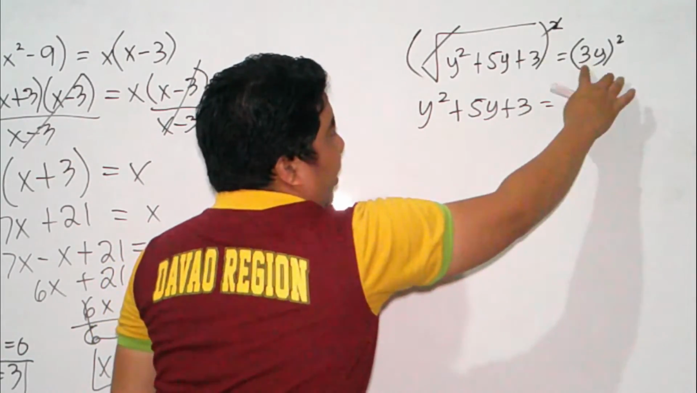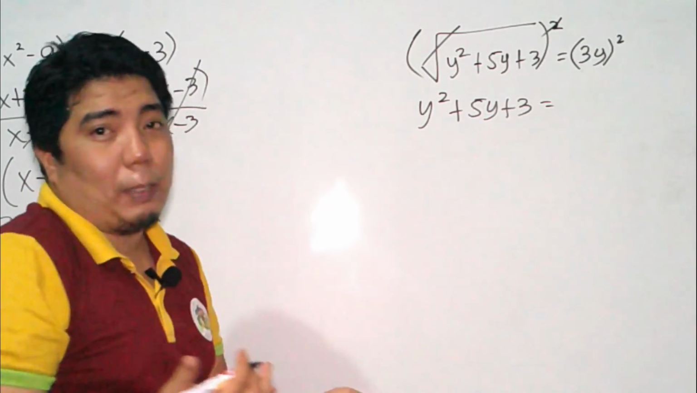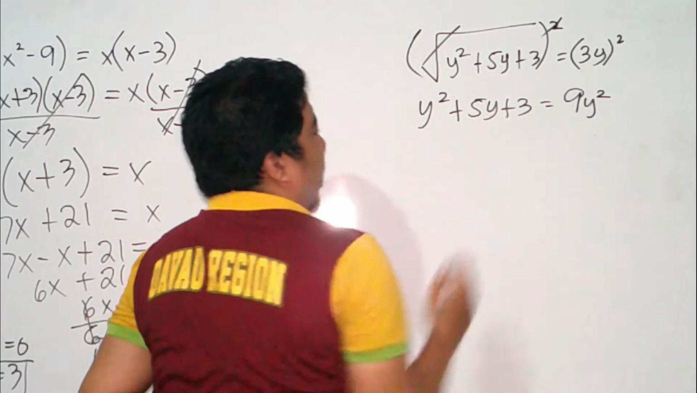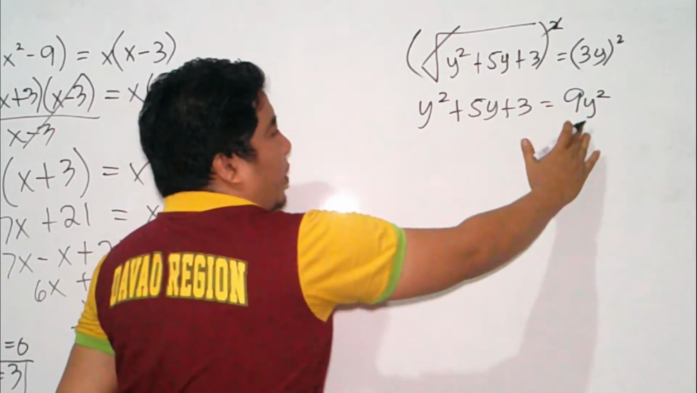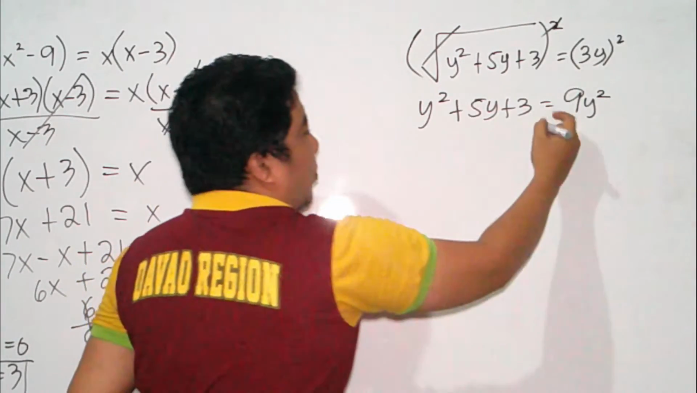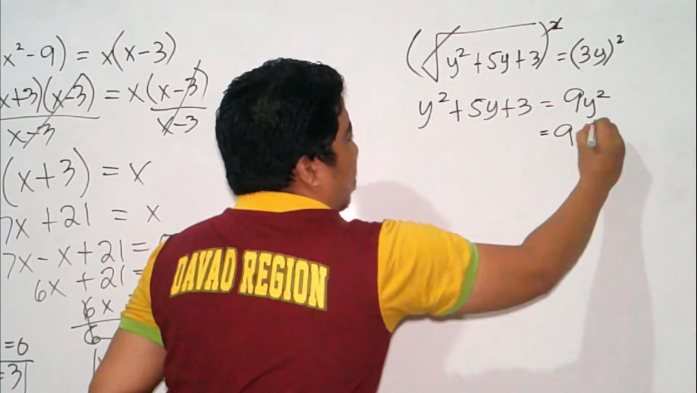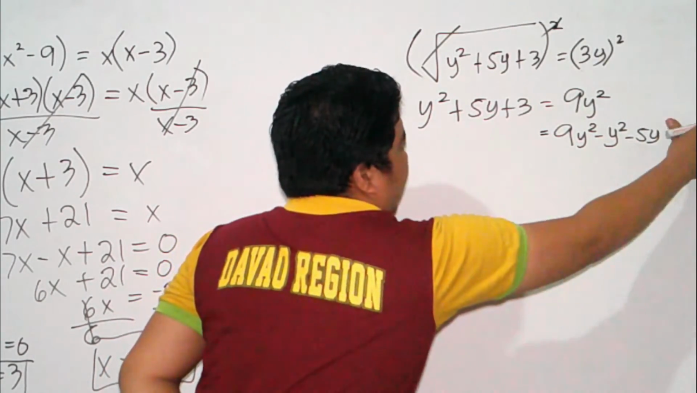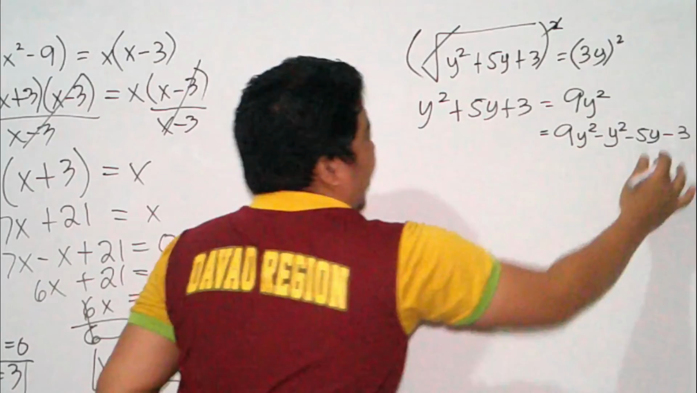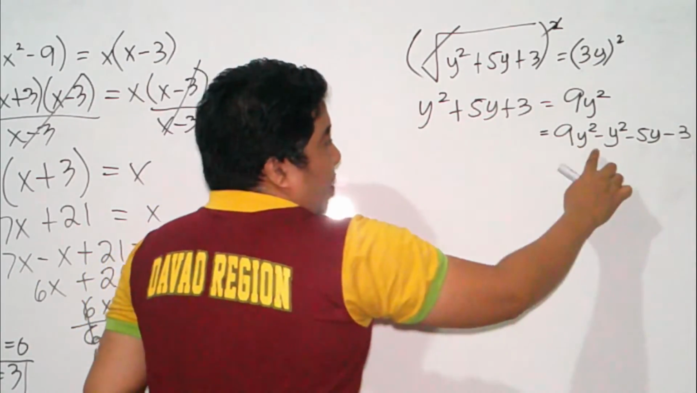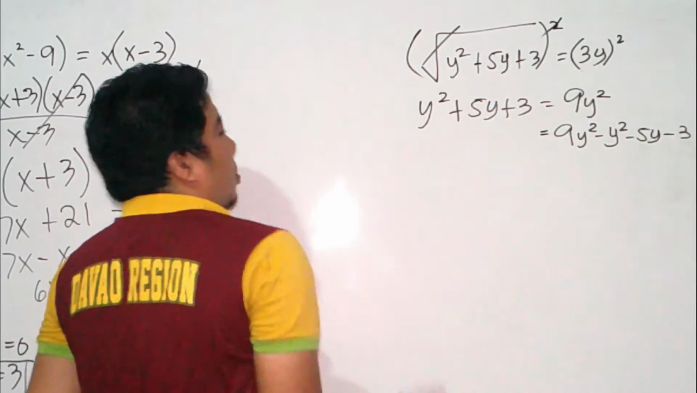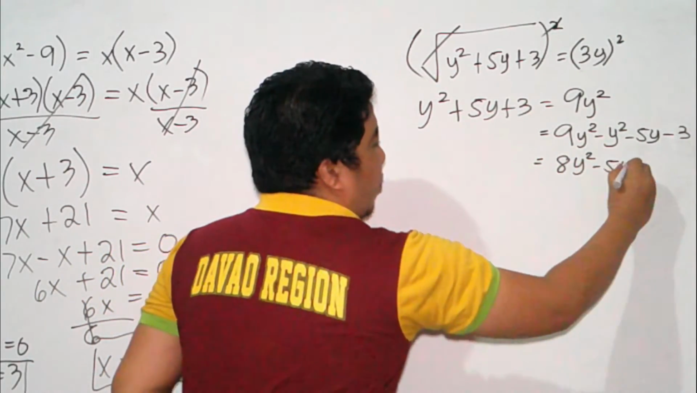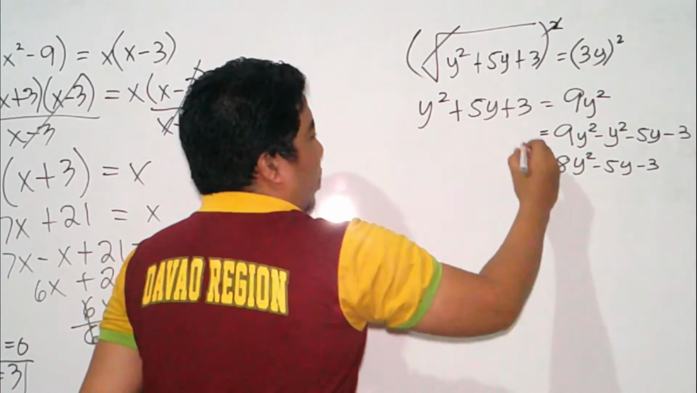Now, here in this part, 3y to the power of 2, that is multiplied by itself. So, 3y times 3y will give you 9y squared. Okay. And then, since the quadratic form here is bigger, we transpose everything to the other side. So, we have 9y squared minus y squared minus 5y, sorry, minus 3. Now, as you can see, all of the signs are changed when you transpose. Okay. And then we simplify. That will give us 8y squared minus 5y minus 3, and this is equated to 0.